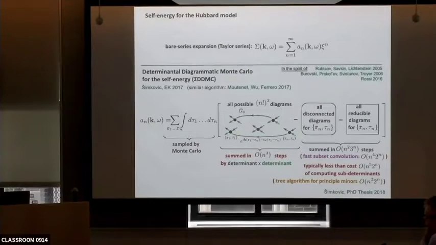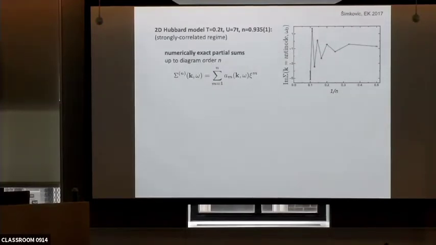We have this algorithm that works in the momentum space, which we find convenient for certain problems. However, this is indeed an efficient way of computing the coefficients of the series. Once you've computed them, you can go to quite high orders. Here I'm showing the results for up to 10th order. This is the imaginary self-energy as a function of inverse diagram order.